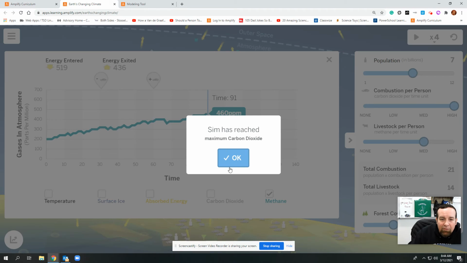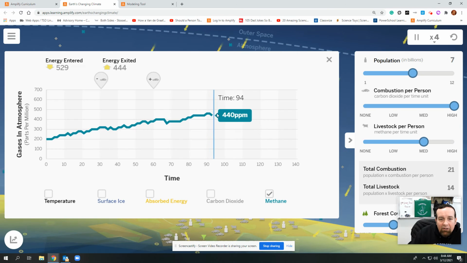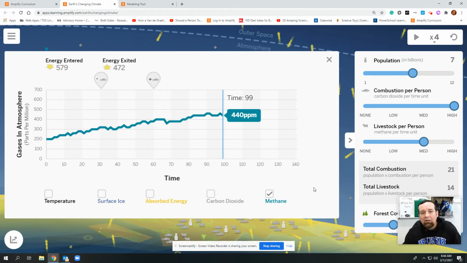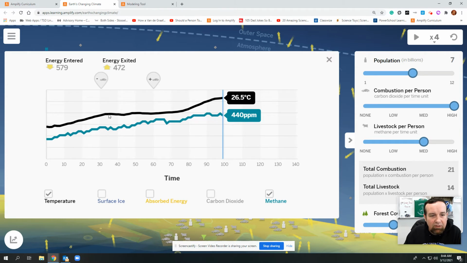This is interesting. I left the methane on, and I went too far. 99, close enough. The methane, you'll notice, is still increasing because, again, we haven't touched the livestock. That'll be the next part. So we got our temperature. We see that starting to go back up again. Our surface ice is down to 0.